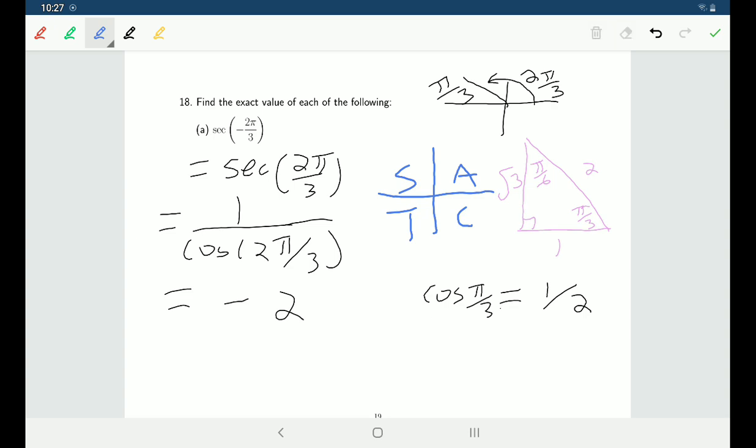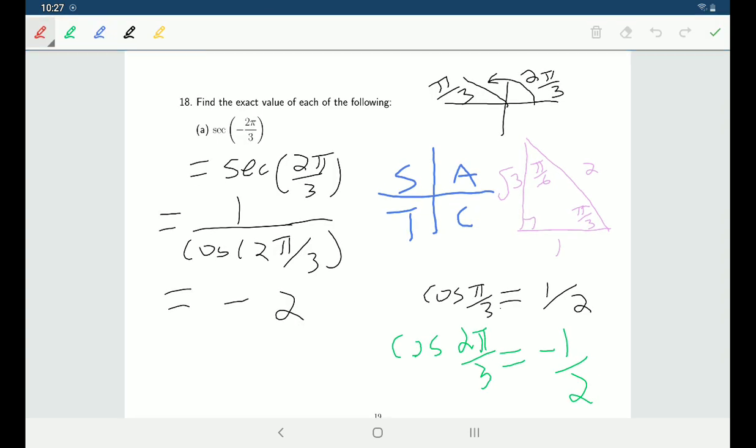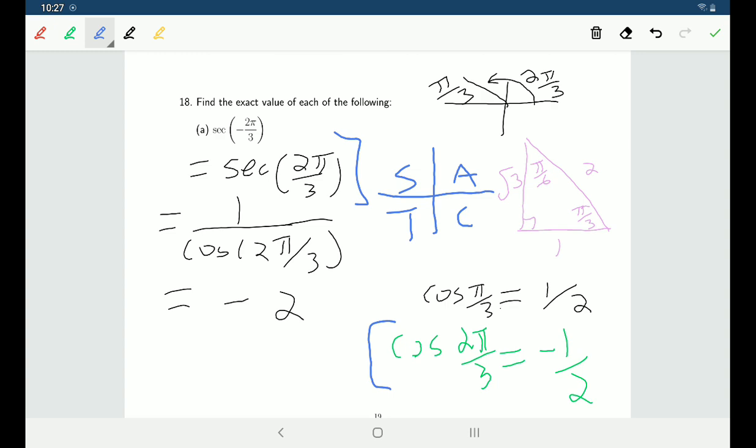Now, next thing to think about is, of course, what quadrant are we in? And here our angle is in quadrant 2. And in quadrant 2, sine is positive, so is cosecant. But that means everybody else is negative. So I know cos of pi over 3 is a half, but that means cos of 2 pi over 3, the angle that I was actually interested in, would have to be negative, so negative a half. And then I'm pretty much finished, because now that I know cosine of 2 pi over 3 is negative a half, then secant 2 pi over 3 needs to be the reciprocal of that, which is negative 2.